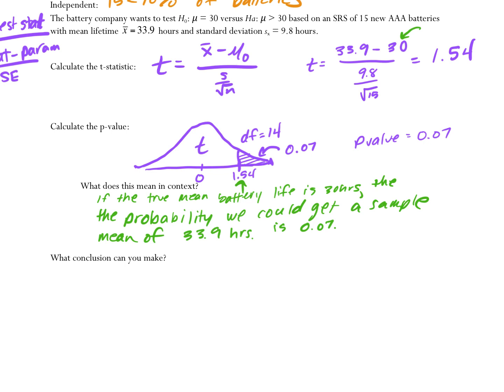Go ahead and say, what conclusion can you make at alpha equals 0.01? This might be one of those cases where we use a really low value for alpha because the type 1 error is so much more serious. All right, so now how does 0.07 compare to 0.01? It's greater than 0.01. So what does that mean? Are we rejecting or failing to reject?